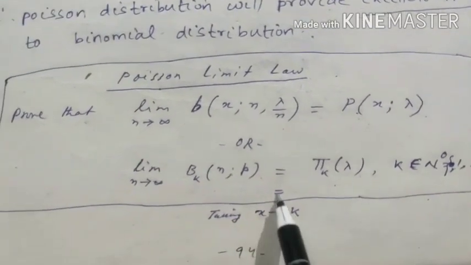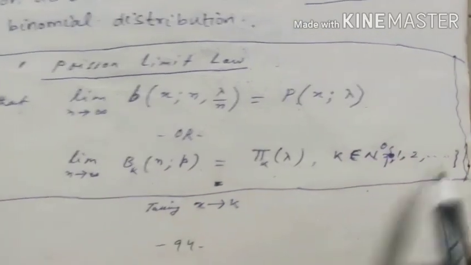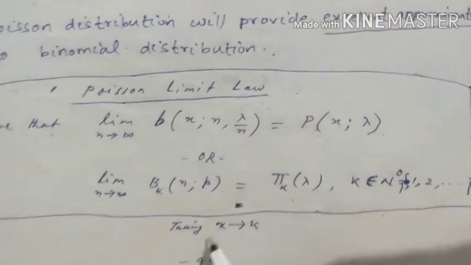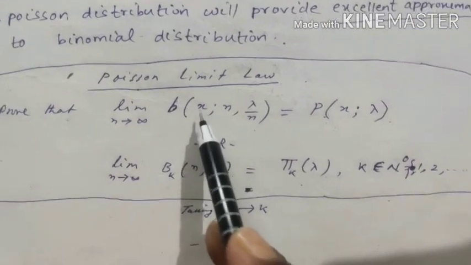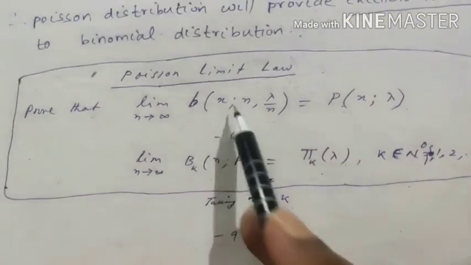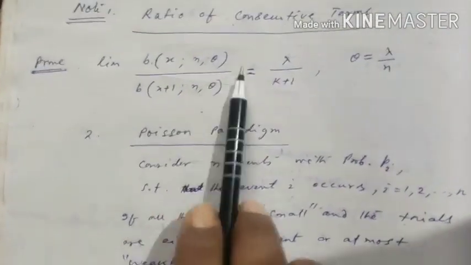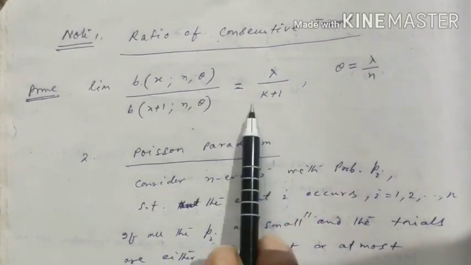And pi of k; lambda means k belongs to N0, an integer valued random variable, and it can be taken as x, taken as k, and x and k can be the same for that. Binomial ratio means b of x; n, theta to b of x plus 1; n, theta. What is the value? It is lambda by k plus 1.